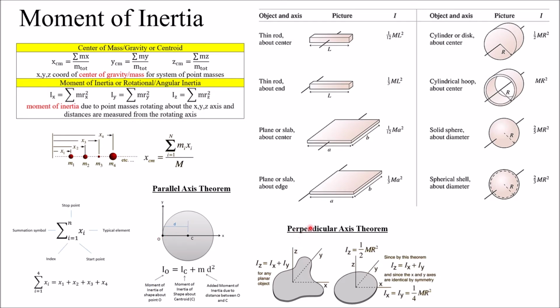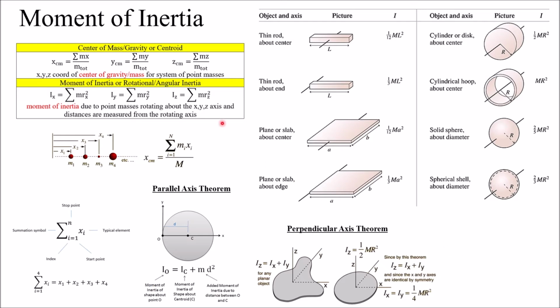And same idea with the perpendicular axis theorem. So if you know the moment of inertia about the x and the y-axis, for example, the z-axis is perpendicular to that, and so we can solve for the moment of inertia about that axis with the perpendicular axis theorem. And so all of this here is about finding the resistance to rotational motion about a particular axis for a particular object. All right.